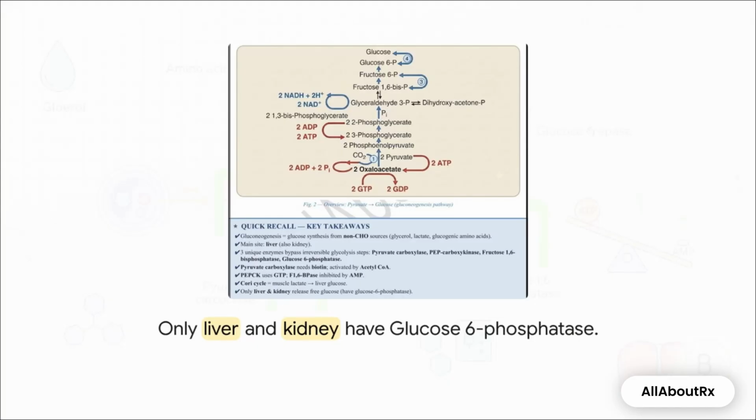And to tie it all together, always remember the highly specialized nature of the liver and kidney. Because they are the only organs with glucose 6-phosphatase, they are the absolute sole providers capable of releasing free glucose back into circulation. They literally keep you alive during a fast.